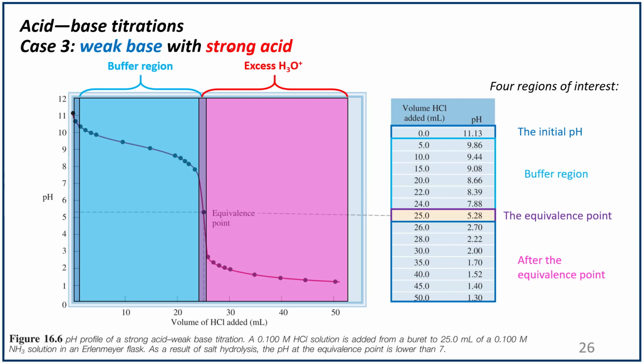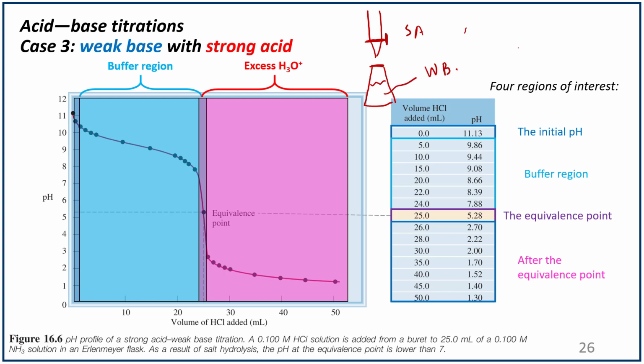So the final case is similar to the previous one we have just discussed. This time, however, we have a weak base being titrated with a strong acid. So for this one, we have the acid in the burette, and again, that acid is a strong acid. And in the Erlenmeyer flask, the analyte is the weak base.